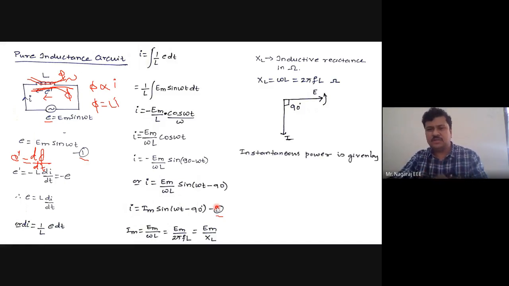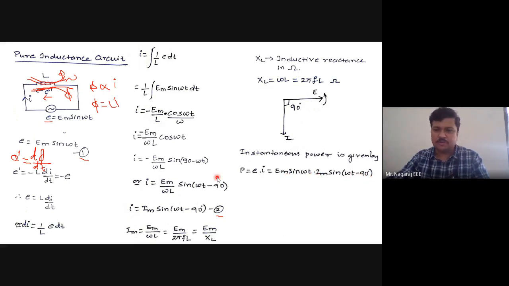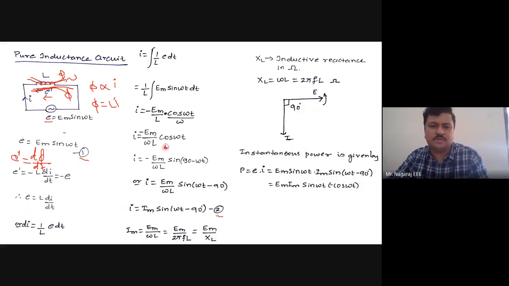Next, the instantaneous power is again given by P equal to E into I, where E equals Em sin omega t and I equals Im sin omega t minus 90. I got this sin omega t minus 90 from minus cos omega t in our previous analysis, so I will substitute sin omega t minus 90 as minus cos omega t, and this equation becomes minus Em Im sin omega t cos omega t.